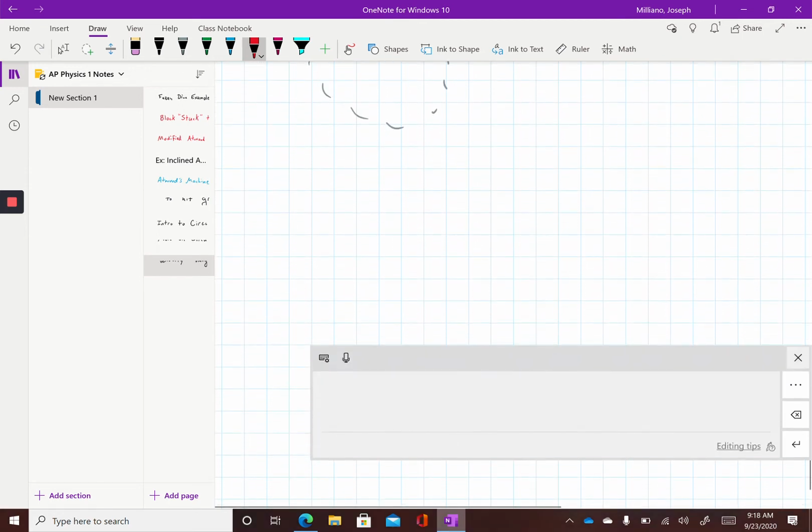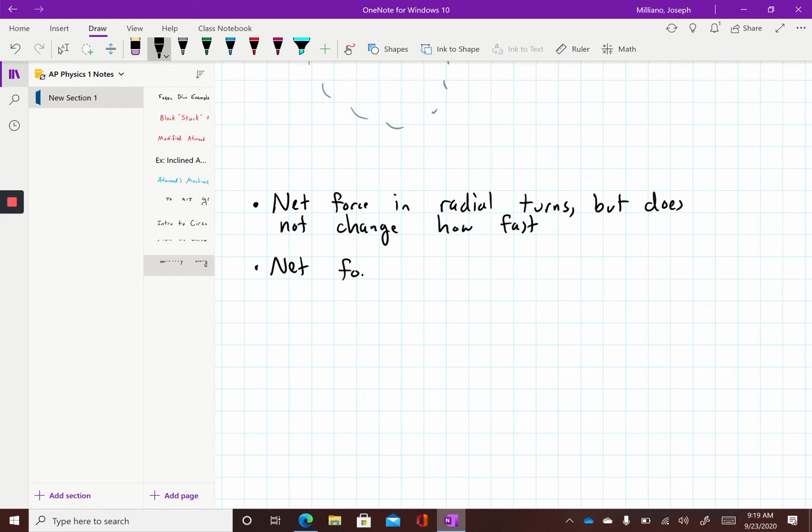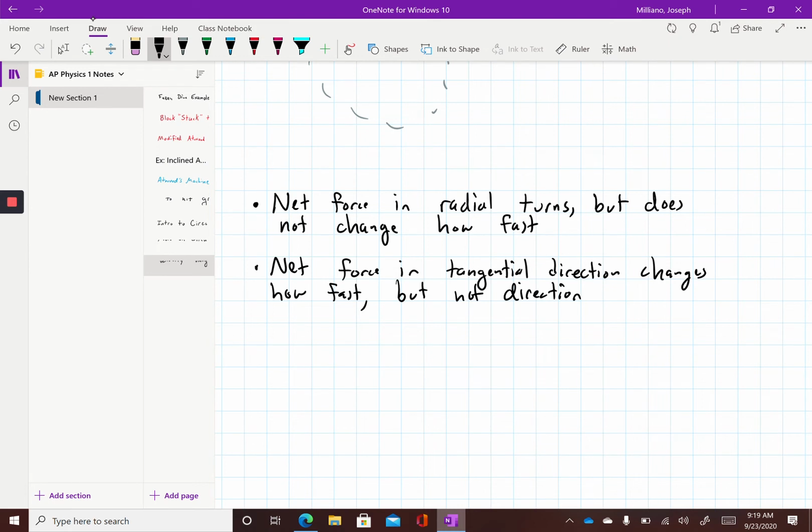All right. So general principles: net force in the radial direction turns, but does not change how fast. And then net force in the tangential direction changes how fast, but not direction of motion. And then you can have both of them happening at the same time.